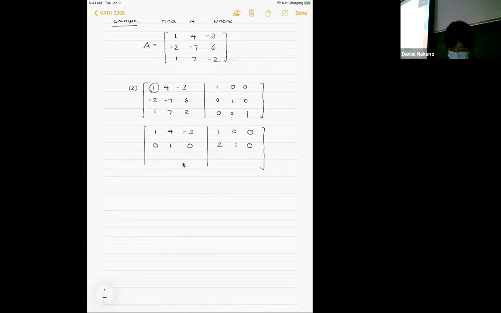So now I want to get rid of the 1 down at the bottom in the third row. So I'm going to multiply the first row by -1, add it to the third row, and then put the result in the third row. So I got a 0 here. I got -4 plus 7, that's a 3. And I got a 3 plus 2, that's going to be, all right?